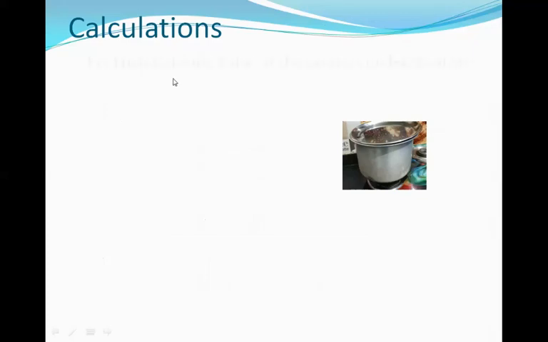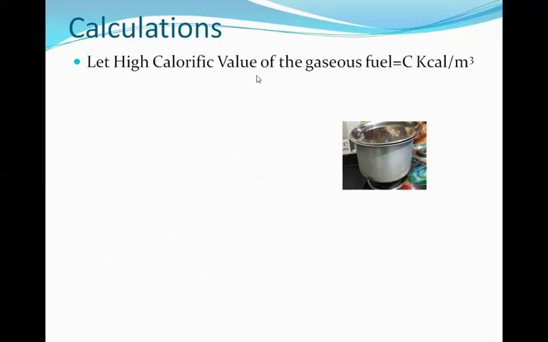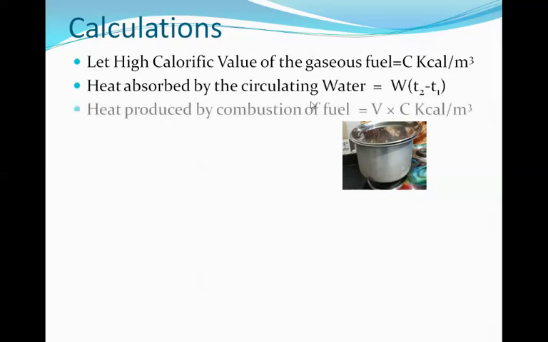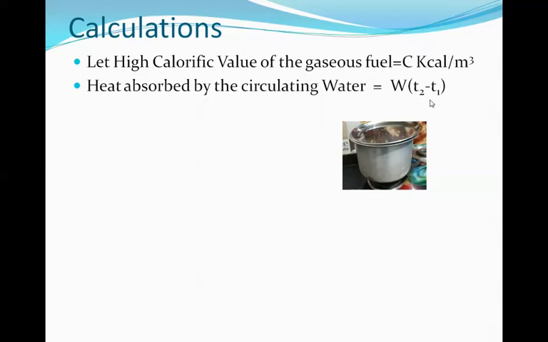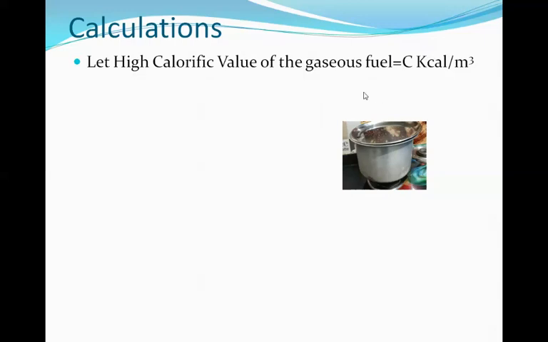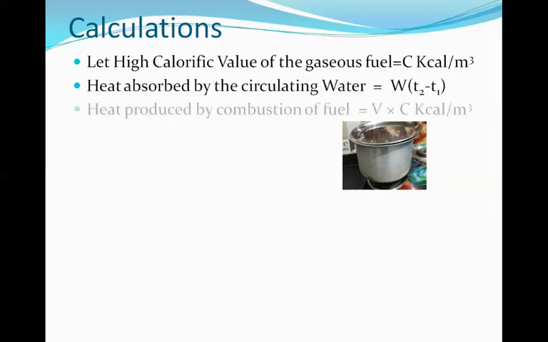Based on these observations, calculations can be carried out as follows: let the high calorific value of the gas as fuel be C kilocalories per meter cube. The heat absorbed by the circulating water is given by W into (T2 minus T1), and the heat produced by combustion of the fuel can be given as V into C kilocalories per meter cube.